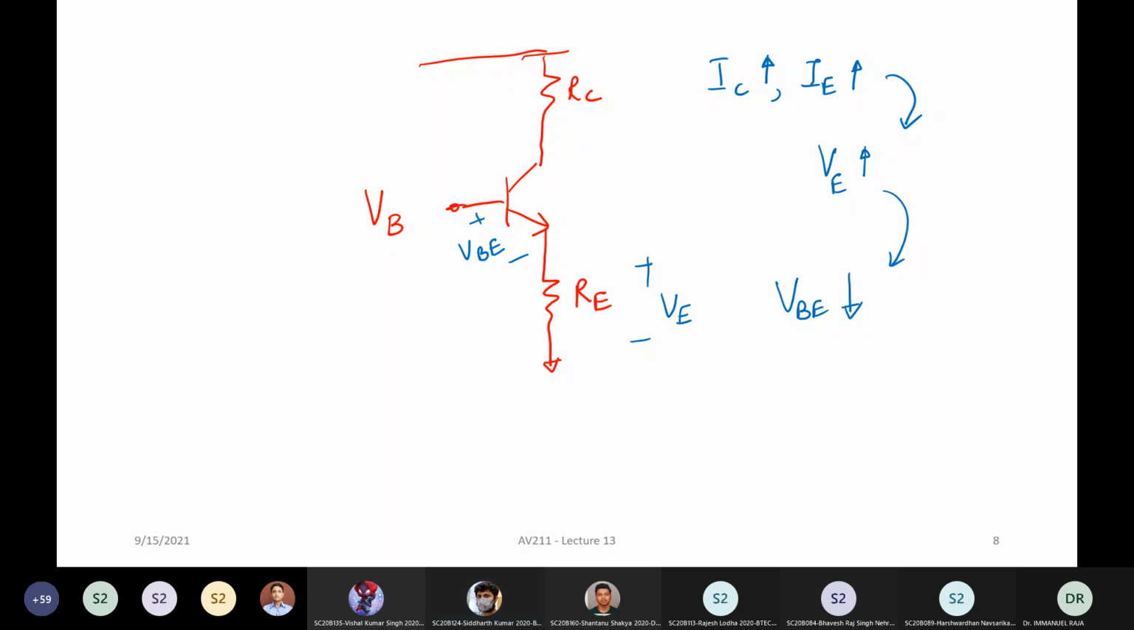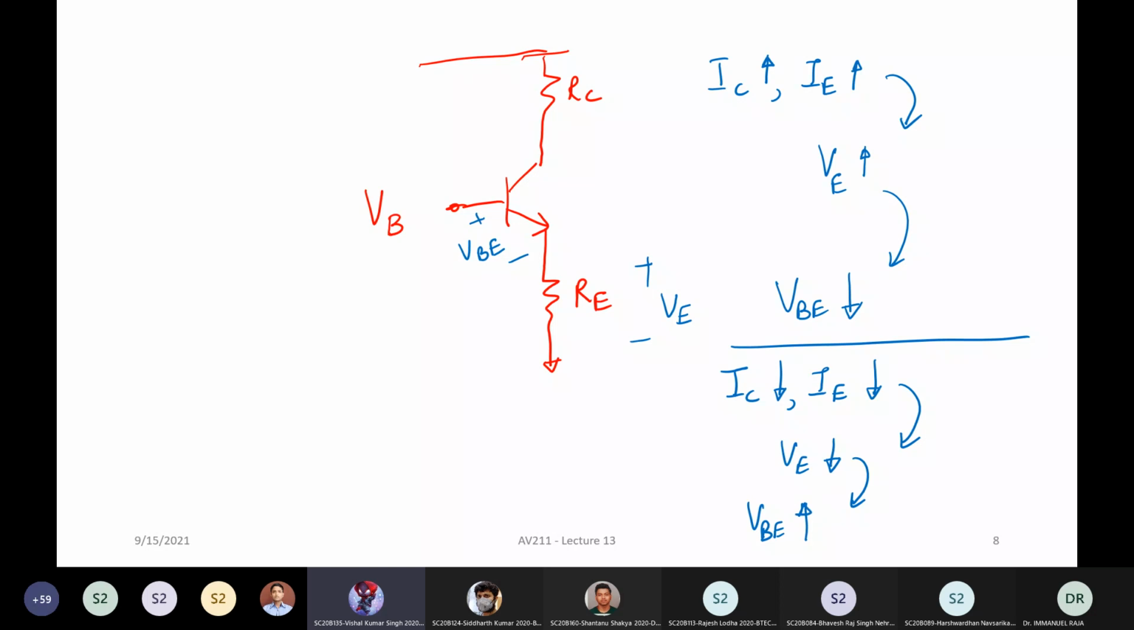Okay, let's take the inverse case. Let's say for some reason my collector current is less, which means that my emitter current is also less, right? Maybe the temperature has changed, or maybe you are using it in a board where the beta of the transistor is lower. Now what will happen to the emitter voltage? Emitter voltage will decrease. Correspondingly, my VBE is going to increase.